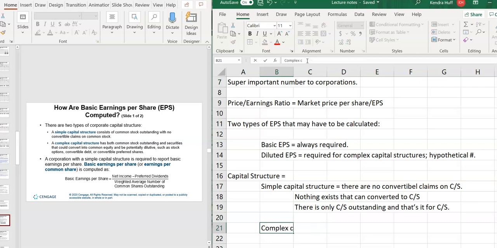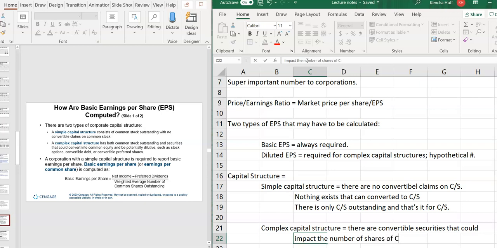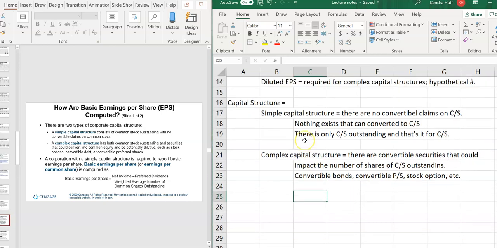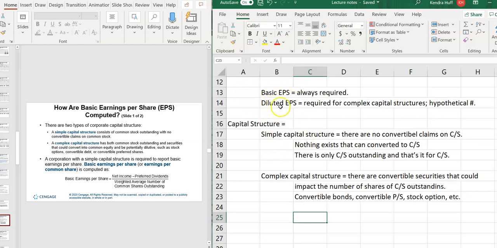All right, a complex capital structure means there are convertible securities that could impact the number of shares of common stock outstanding. So there are convertible bonds, convertible preferred stock, stock options, etc. outstanding. And we're going to calculate both of these. We're going to calculate basic earnings per share and diluted earnings per share.